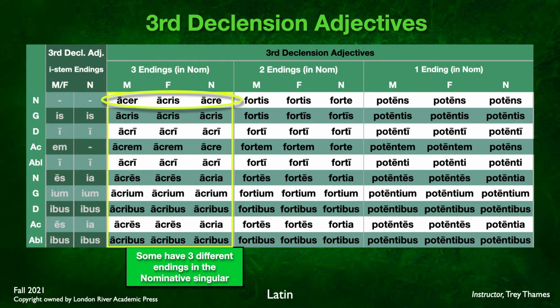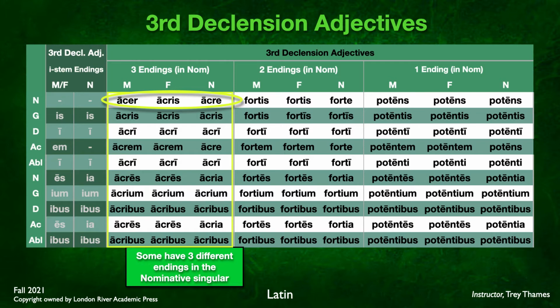And you end up with in the masculine, acer, acris, acri, acrem, acri, acres, acrium, acribus, acres, acribus. In the feminine, you end up with acris, acris, acri, acrem, acri, acres, acrium, acribus, acres, acribus. And in the neuter, you have acre, acris, acri, acre, acri, acria, acrium, acribus, acria, acribus.